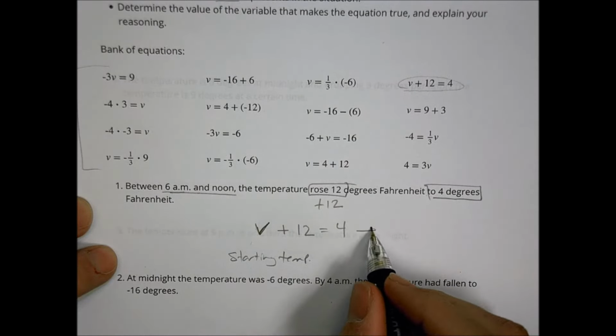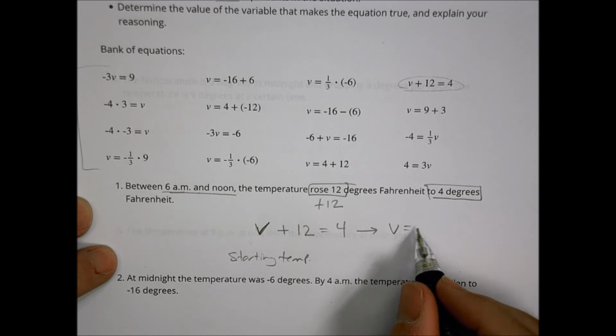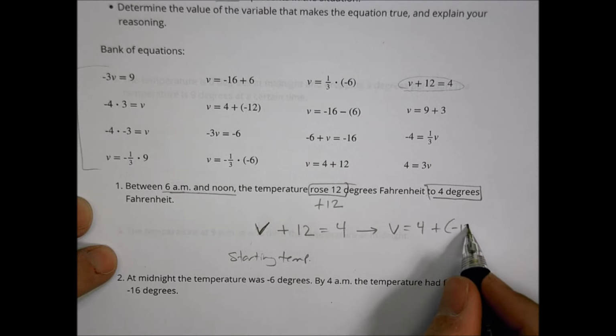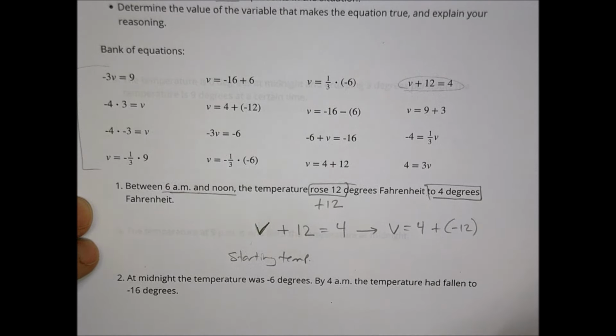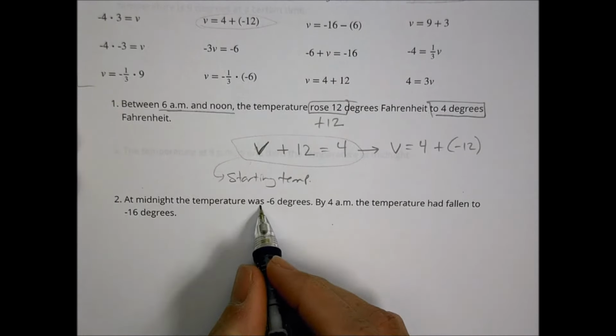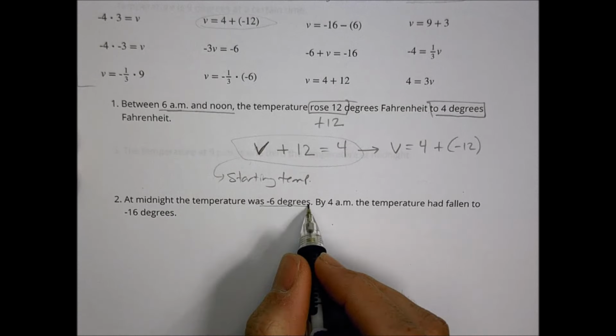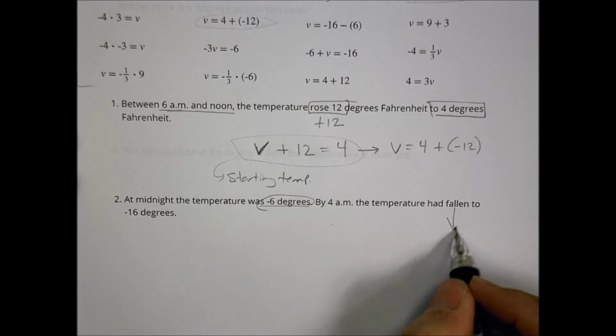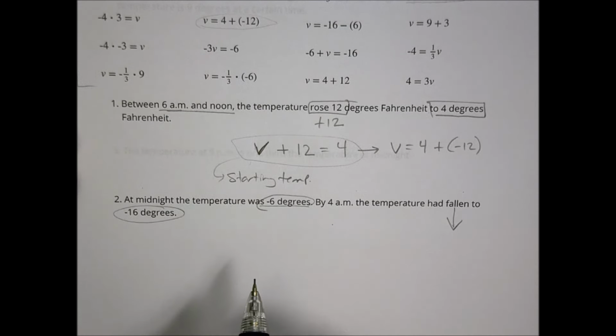If I was to rewrite this one, I could rewrite this also as v equals 4, and then adding a negative 12, right? That would work as well, which isn't one of the choices here, but that could work. Actually, it's right here. There's a choice there for you, so it could work. So that's the idea. Read the question, write an equation that would work for that, and what does the v represent? At midnight, the temperature was negative 6 degrees. Okay, so the information there, we know negative 6. By 4 a.m., the temperature had fallen, going down to negative 16 degrees.